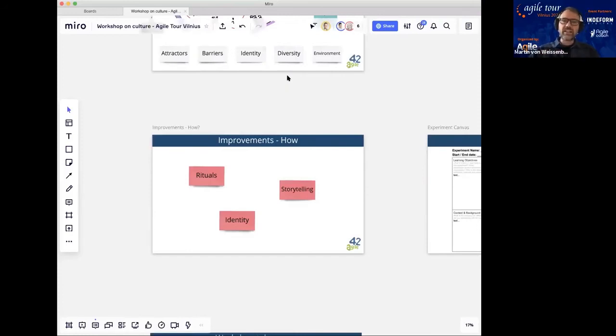And then identity, storytelling, and rituals are a great way of building identity. What kind of people are we in this company?